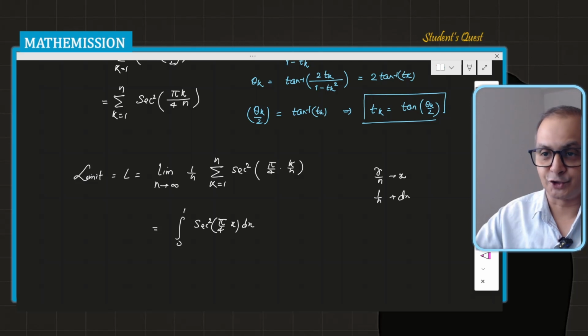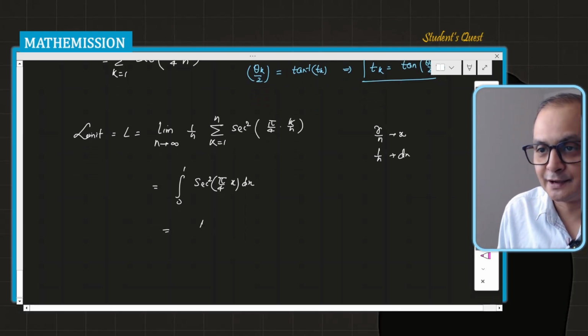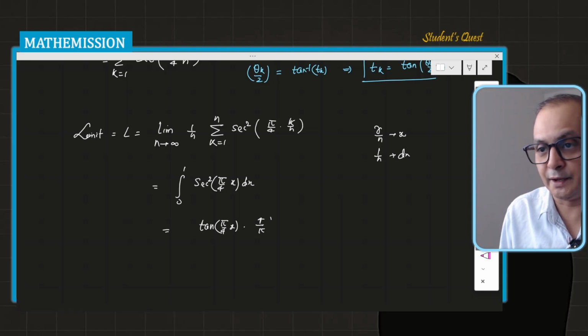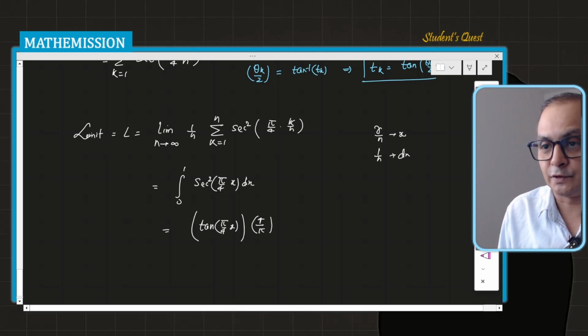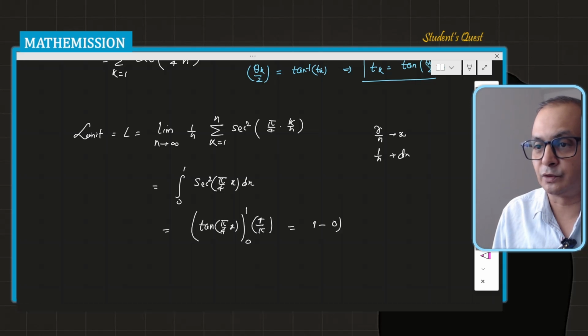Now nobody can stop you from integrating and finding the value. So what we get here is tan of pi by 4 x, multiplied by the reciprocal of pi by 4, which is 4 by pi, and this we have to evaluate from 0 to 1. So at 1, tan of pi by 4 into 1 will become 1, at 0 it will be 0, and it will be multiplied by 4 by pi. So the answer you got is 4 by pi as the final answer.